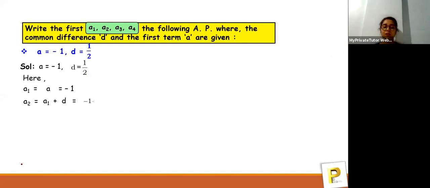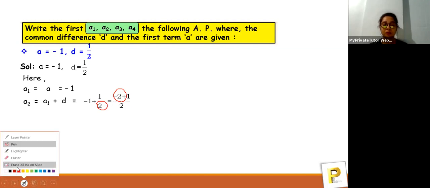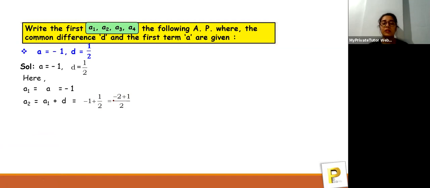So A1 plus D is equal to minus 1 plus 1 by 2. So this will become, okay, now you'll be thinking how minus 2 over here. So you have to make the denominator same. So here you have 2, so you'll multiply this numerator and denominator by 2 and it becomes minus 2 by 2. Then you take the denominator common now, so you just have to subtract or add the numerator. So minus 2 plus 1, you get minus 1 by 2.